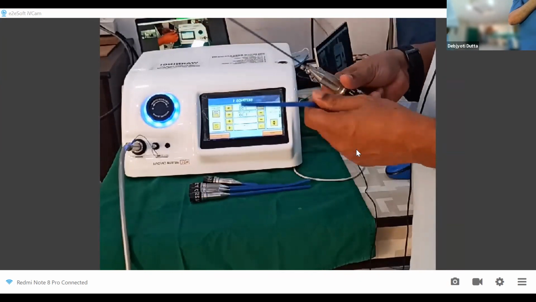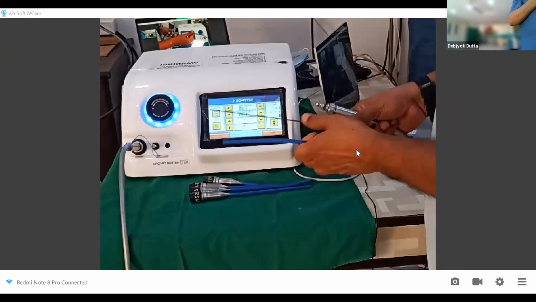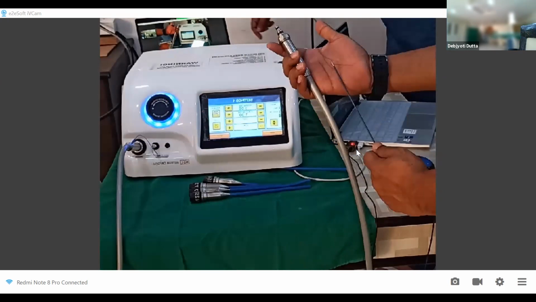And these are the different kinds of probes you see. Starting with this, a large size lesion. Here you can see around 10 millimeter. Can you see it? So you see, this is a 10 millimeter probe.